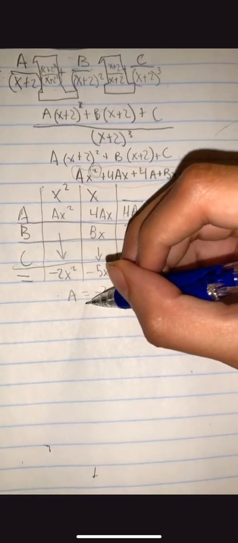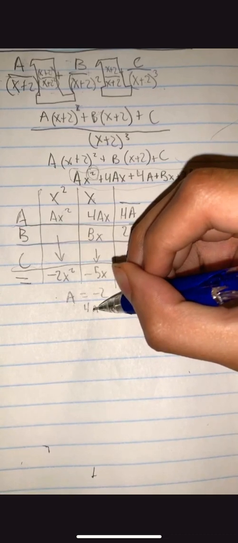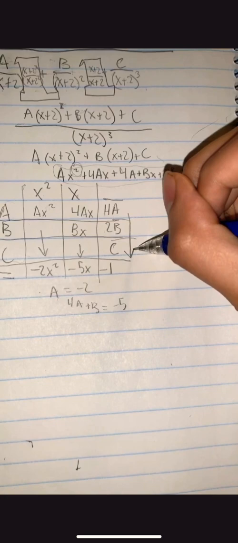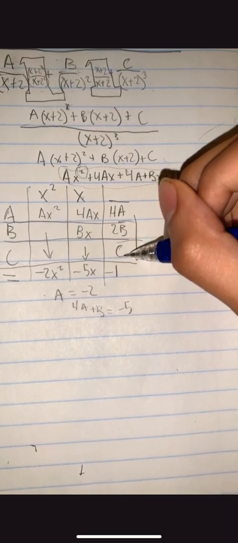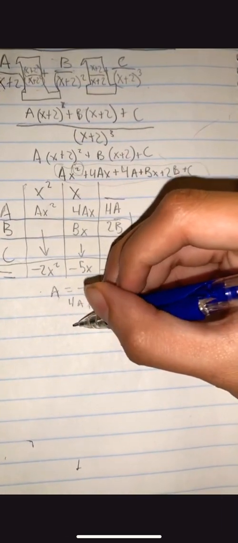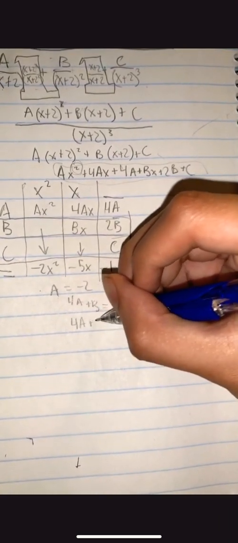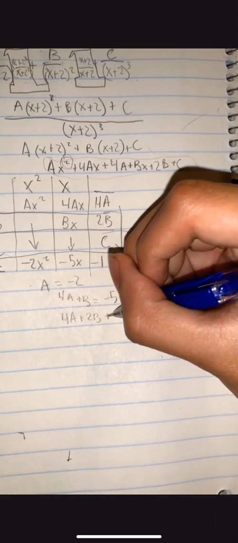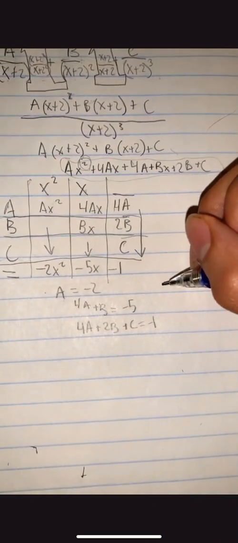So we're going to do the same thing. We're reading down. So as we read down, it'd be 4a plus b equals negative 5. And then this one, same thing, we're reading down. So 4a plus 2b plus c equals negative 1. I should have organized that a little better, but it's okay.